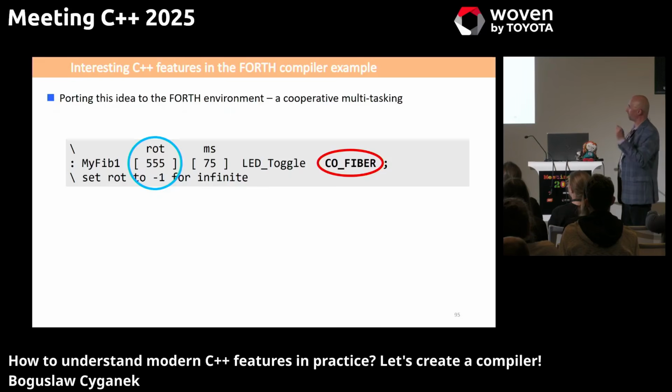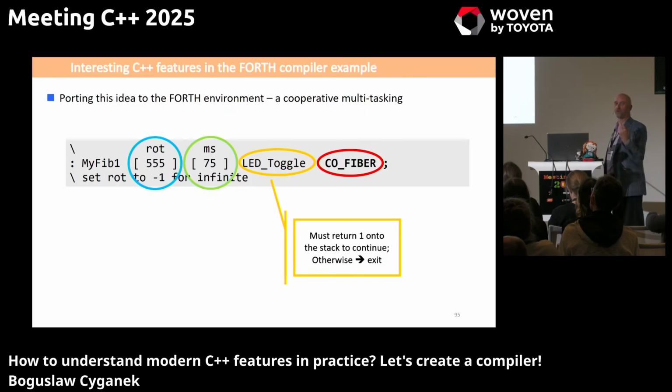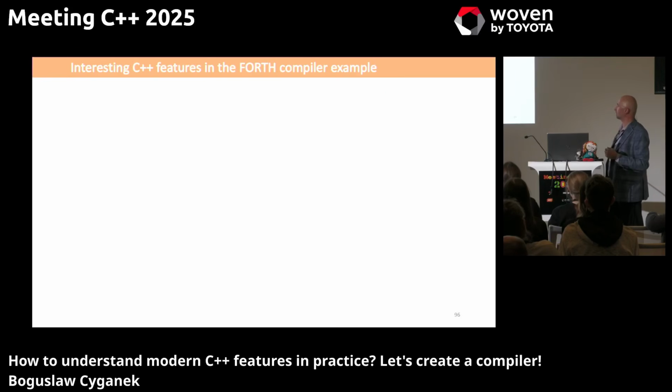So we have 555 rotations and a 75 time slice for each. And we have some operation here, which is toggling, just a basic operation for our embedded guys, just toggling your LED. And it must return 1, otherwise everything is finished. So this is a fuse. Just if you wish to break from this worker part, you can break the fiber.